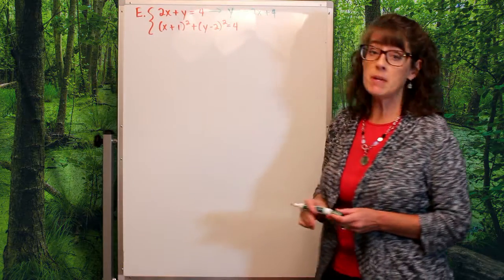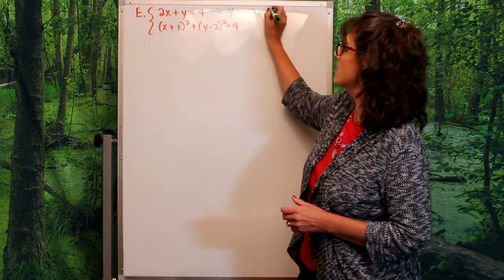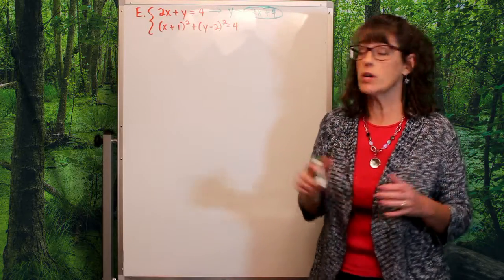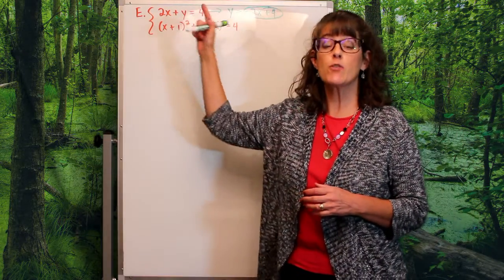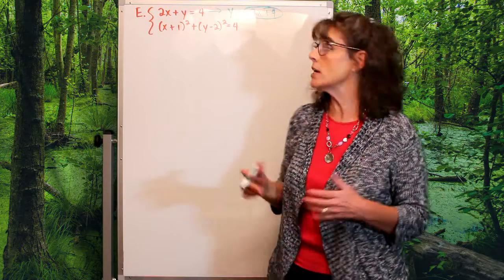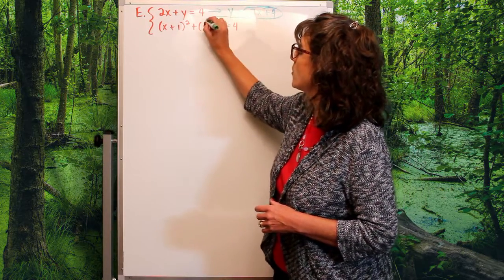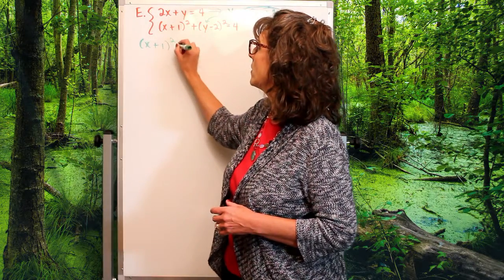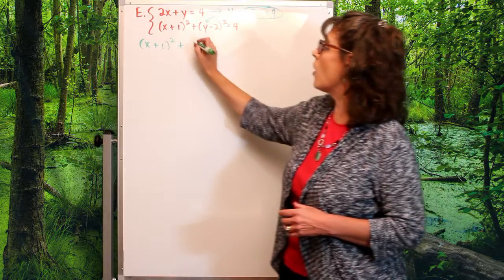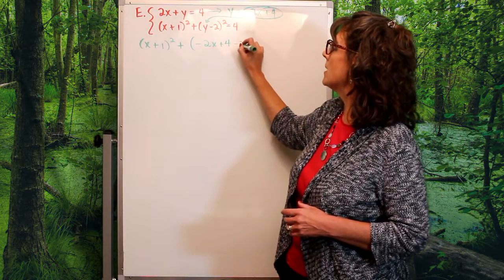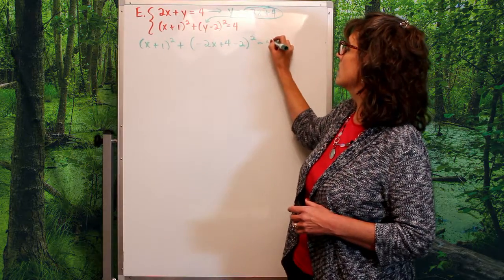And remember, what that means is now y is all that stuff, so I can take all of this and plug it into the other equation. Never plug it back into this one, because if you plug it back into the one you just rearranged, you're not working with a system, you're only working with one equation. So I'm going to plug it into the other one. Now when I do, I have (x plus 1) squared plus the y is now all of this: (negative 2x plus 4 minus 2) squared.